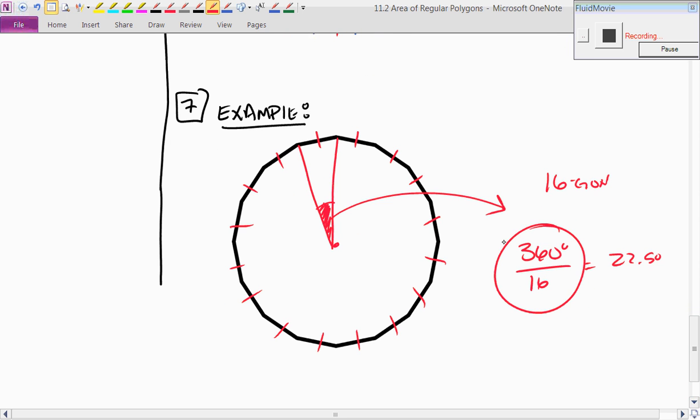Take 360 divided by the number of sides. So each one of those has a 22.5 degree measure.